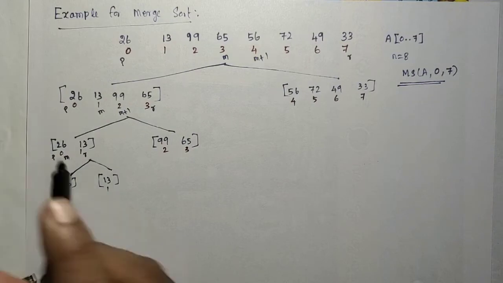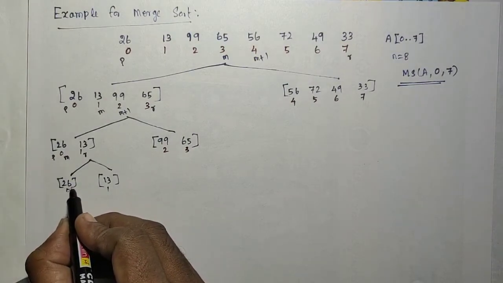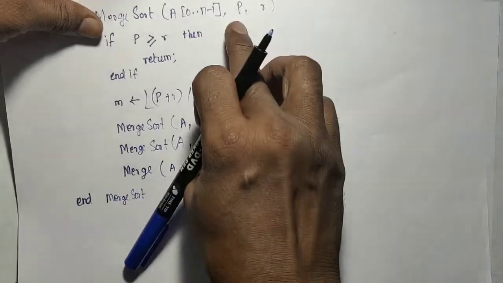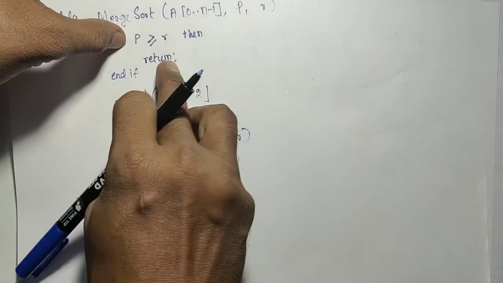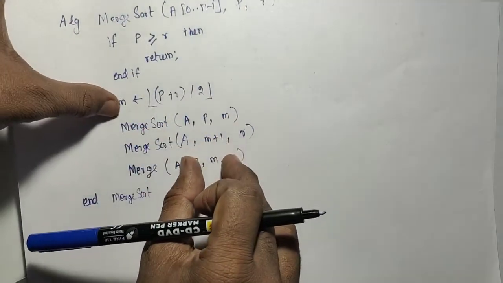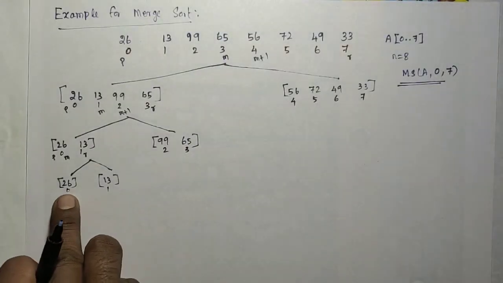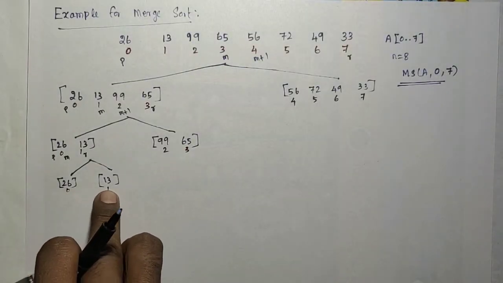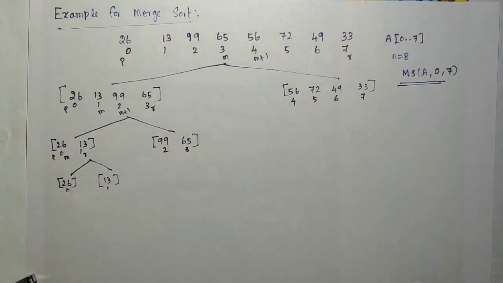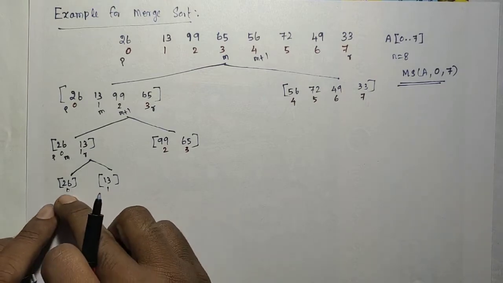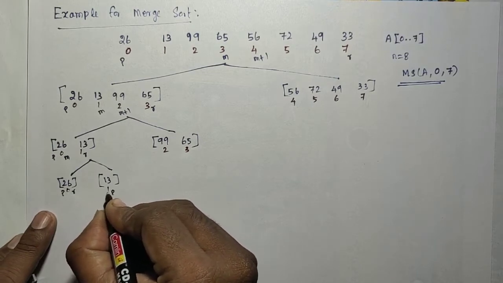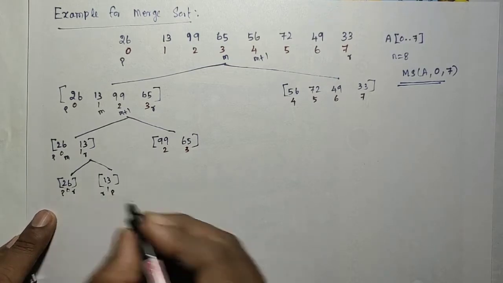When you apply merge sort for one element, 26, P and R are equal, so nothing will happen; no need to do the sorting. Here I need to sort this, and here I need to sort that. The result of sorting is nothing: 26 will be the same and 13 will be the same, because here P and R are the same, and here also P and R are the same.